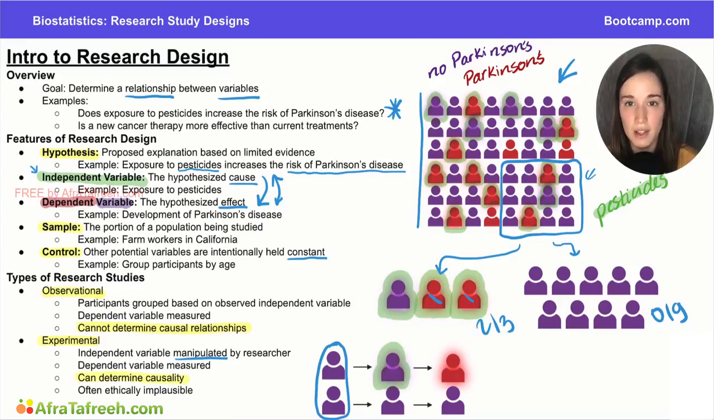However, they're often ethically implausible. It would be extremely unethical to assign half of our study participants to an exposure we've already hypothesized to be harmful. In humans, experimental studies are typically only done when the exposure has been hypothesized to be beneficial to health outcomes. For example, in our second question example of, is a new cancer therapy more effective than current treatments, this kind of question could be run as an experimental study in humans.